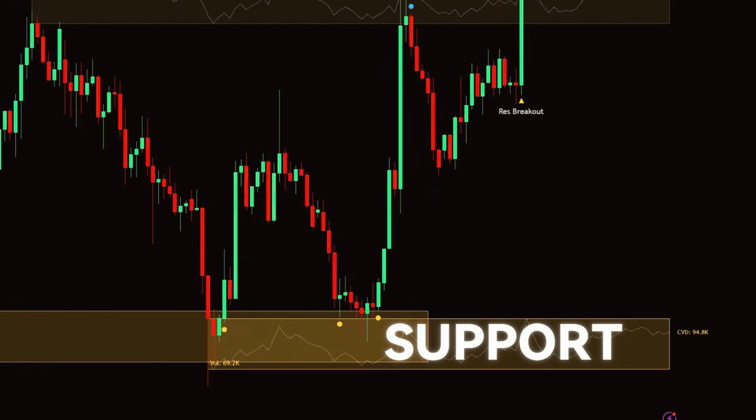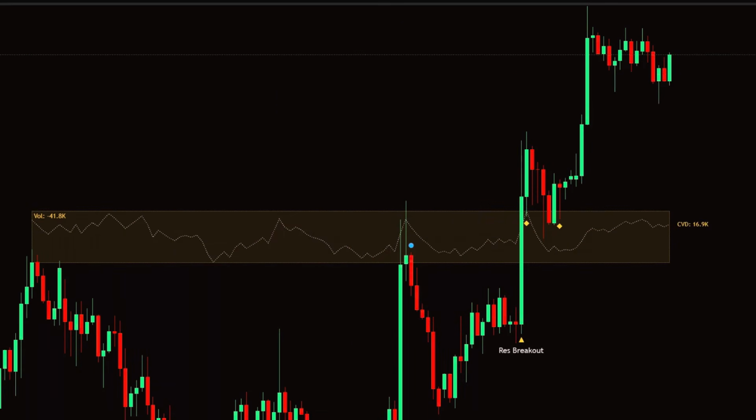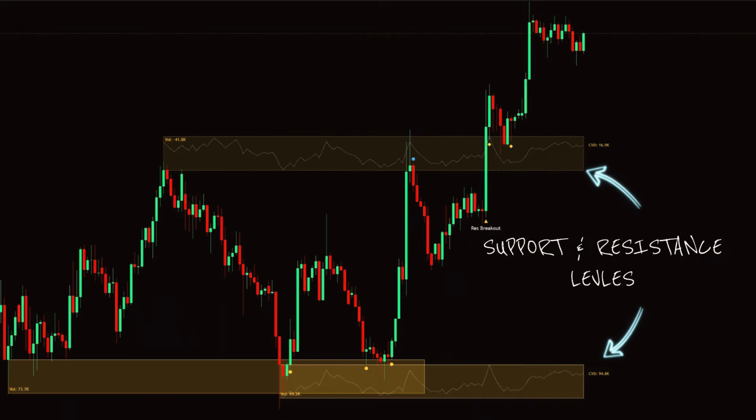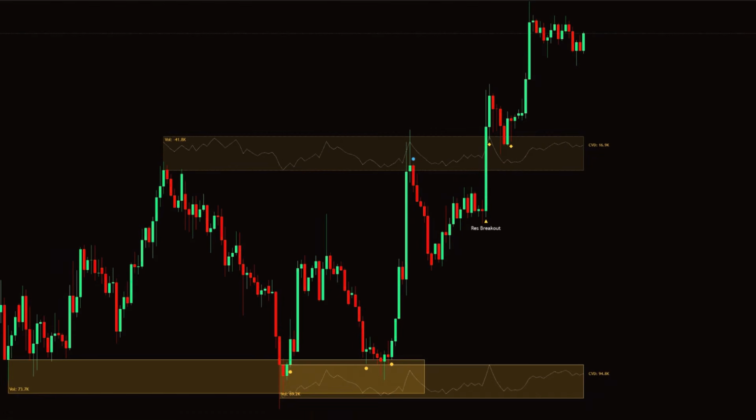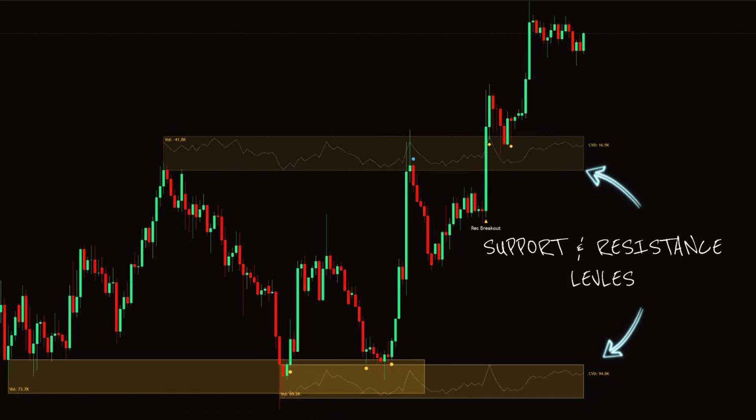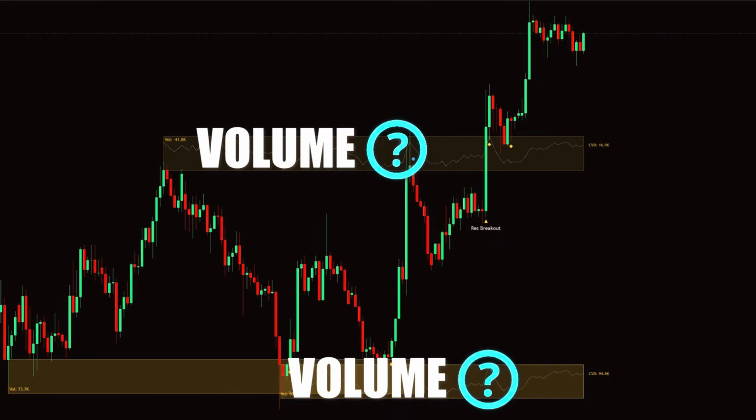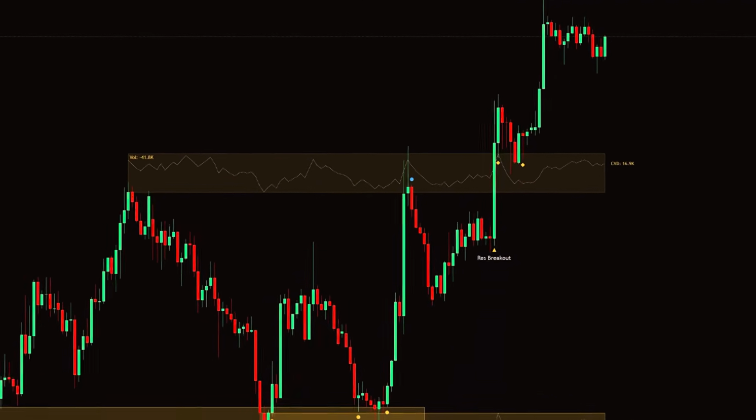Most support and resistance indicators basically do the same thing. They plot levels on the chart and then leave everything else up to you. The issue is, not every support or resistance level actually matters. Markets tend to react much more consistently around areas where a significant amount of volume was traded. And that's exactly what this indicator is built to detect.